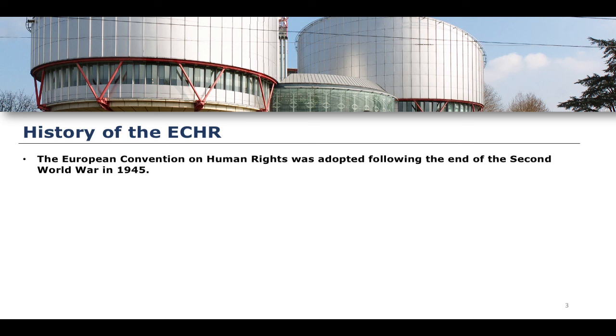So one of the things that's quite interesting is that at the end of the Second World War, we see things like the adoption of the ECHR. We see things like, of course, the establishment of the United Nations. We see a brand new set of Geneva Conventions. We also see the Universal Declaration.